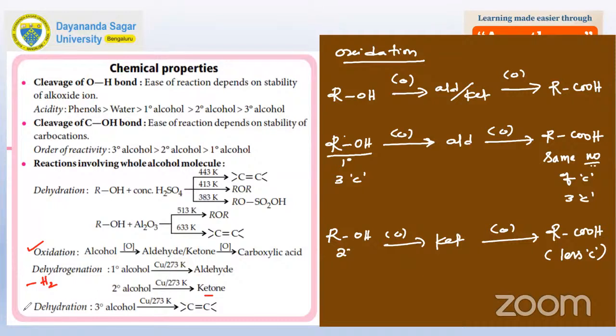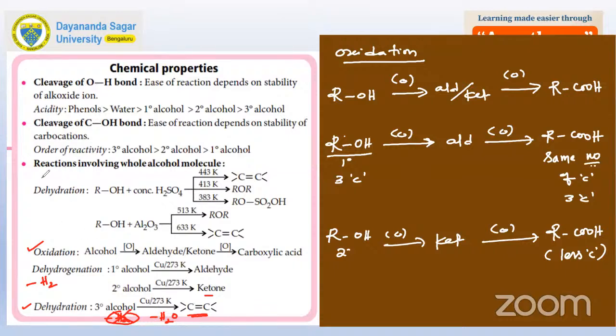So what is dehydration? When a tertiary alcohol undergoes dehydration, because tertiary alcohols do not undergo dehydrogenation, it undergoes dehydration with the same catalyst, copper, to form an alkene. It will not form another molecule, it forms an alkene because it cannot undergo dehydrogenation. It is not possible. So it undergoes dehydration, losing a water molecule, and forms an alkene.